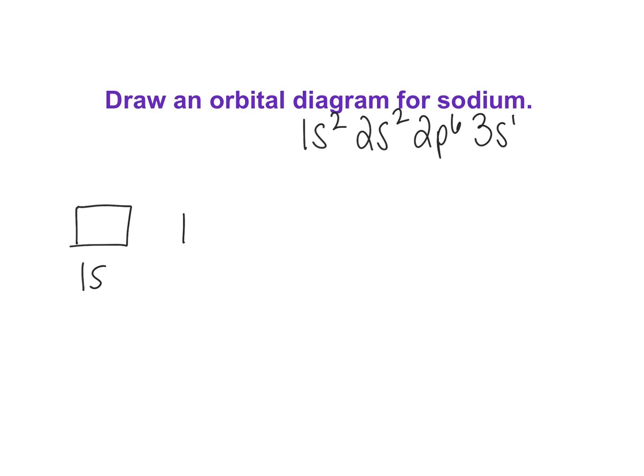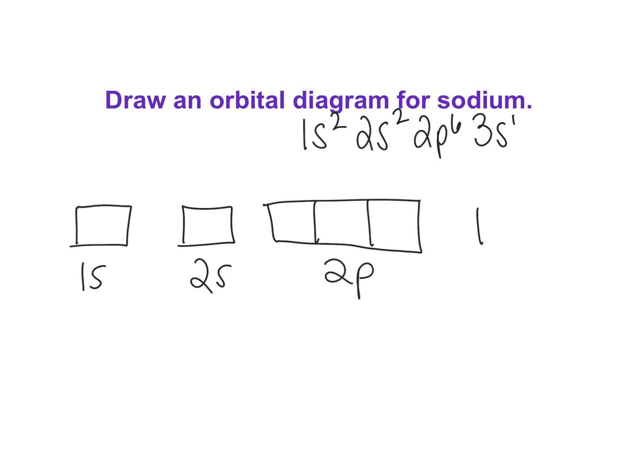Now we're going to draw an orbital diagram for sodium. But first, before we do that, it's really helpful to be looking at our electron configuration as we do this. So let's write it out together. 1s2, 2s2, 2p6, and then our sodium is found at 3s1. So now we can draw our 1s box, our 2s box, then we have our 3 2p boxes, and our 3s box.